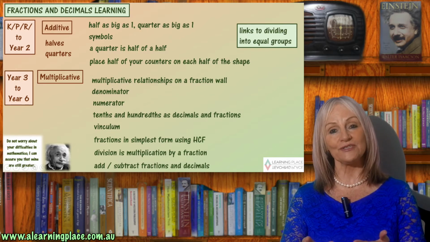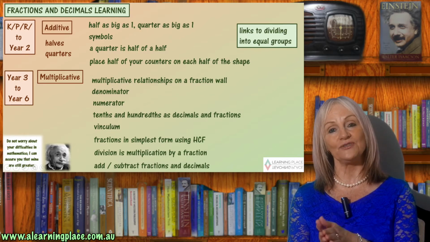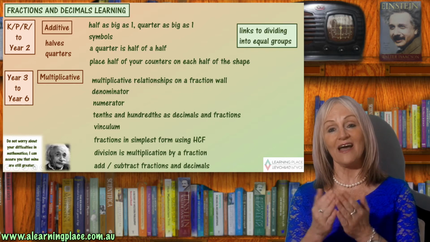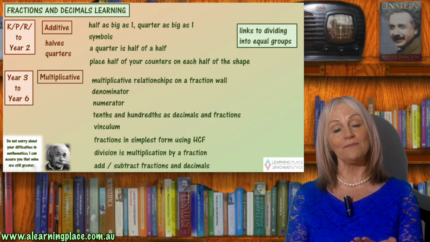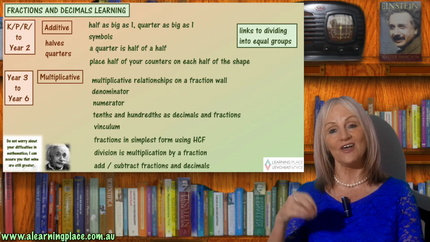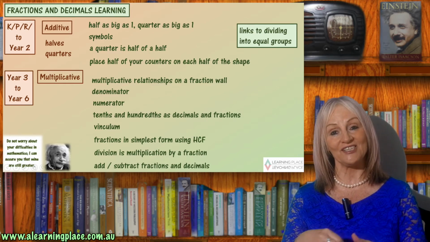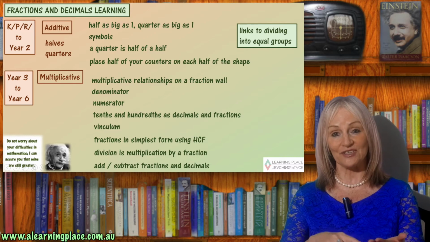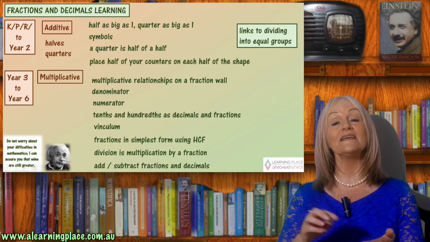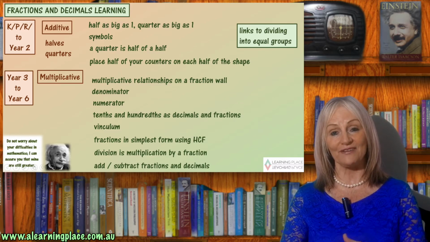The same with quarters. They could fold their shape into quarters by halving a half. They could then place a quarter of their counters onto each quarter of their shape and again ask what fraction of the counters is here, what is a quarter of whatever their number was.